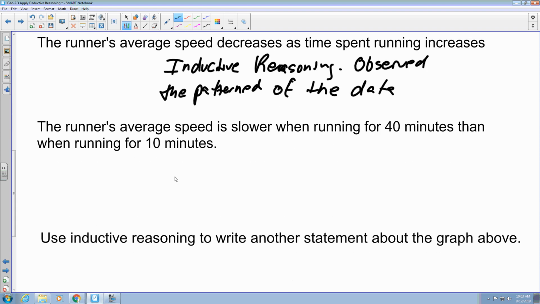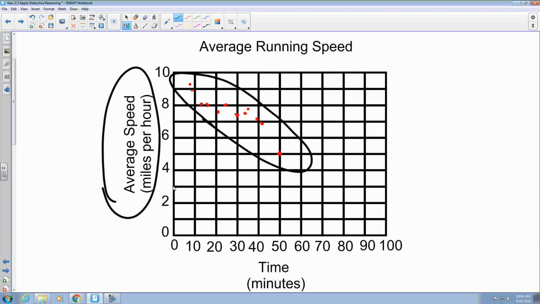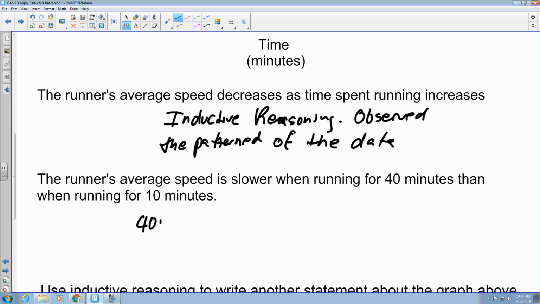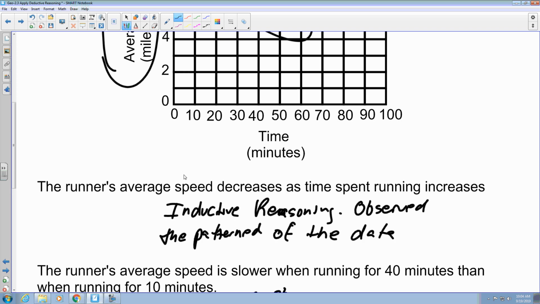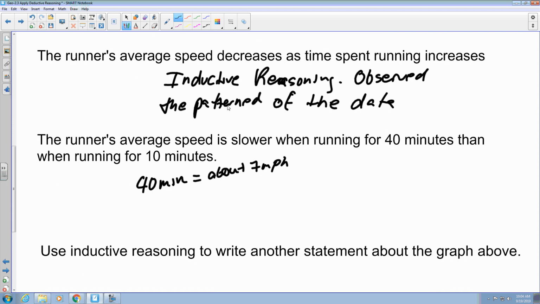Here it says the runner's average speed is lower when running for 40 minutes than when running for 10 minutes. So if we look at 40 minutes, it seems to be somewhere around 7 miles per hour. So let's just say 40 minutes equaled about 7 miles per hour. And in 10 minutes, it's closer to 9, say about 9 miles per hour.